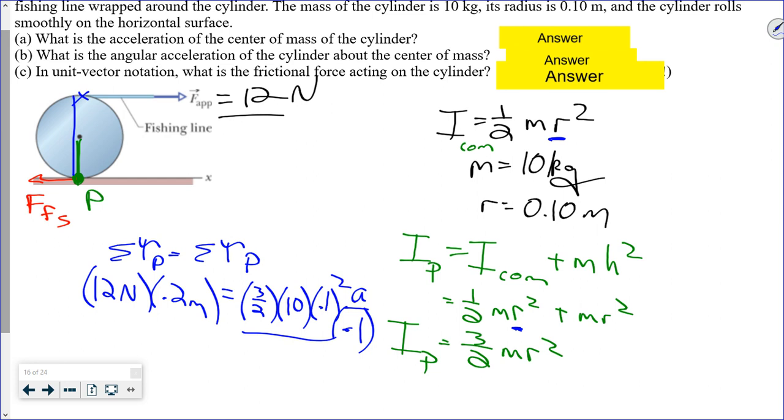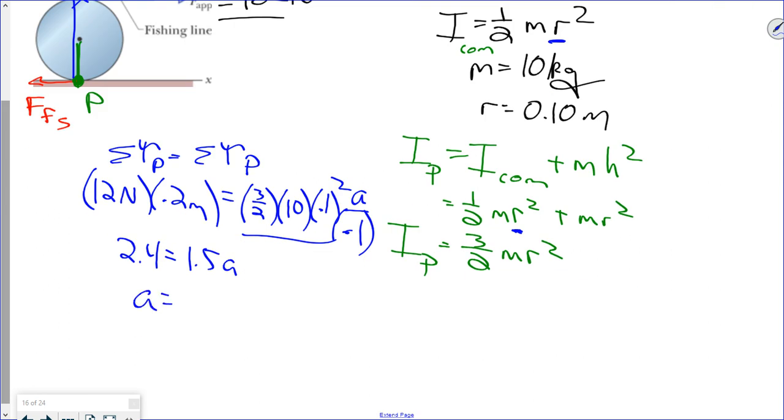So chug through the algebra on this, solve it, simplify everything. You end up getting 2.4 equals 1.5a. And so the acceleration turns out to be 1.6 meters per second squared. Okay, so that's that.